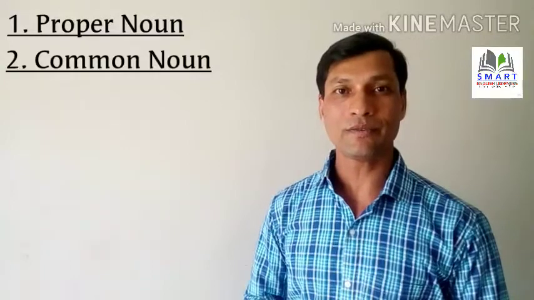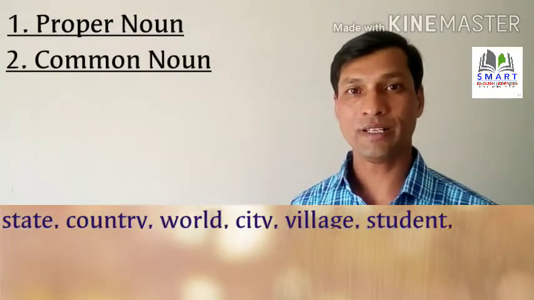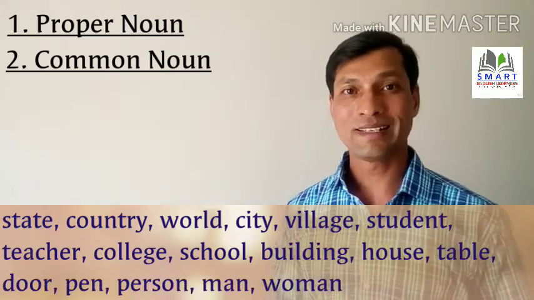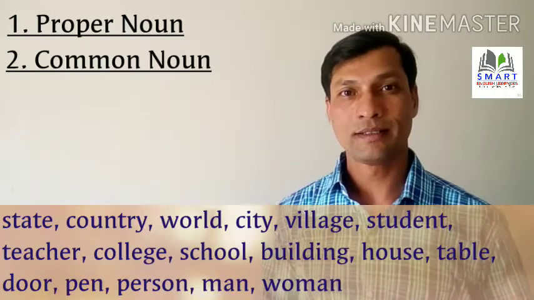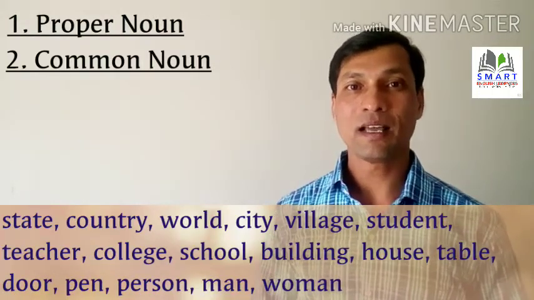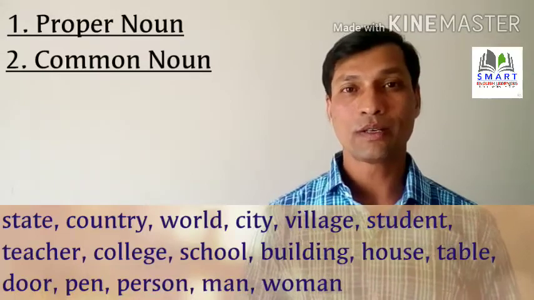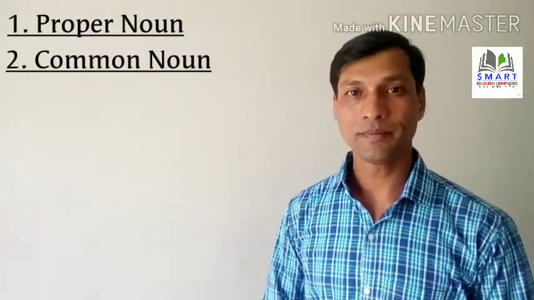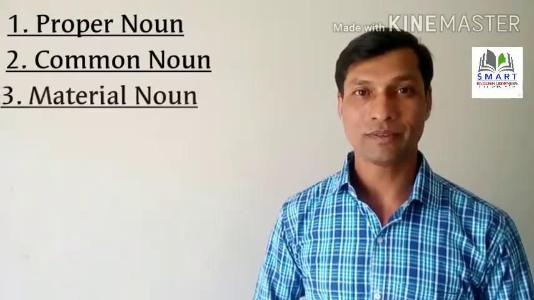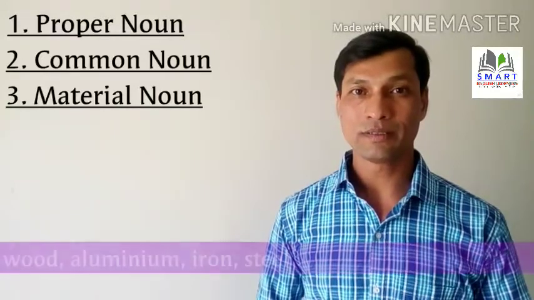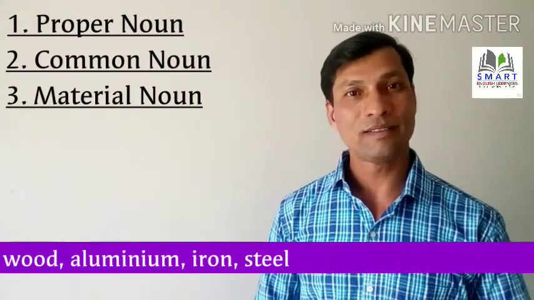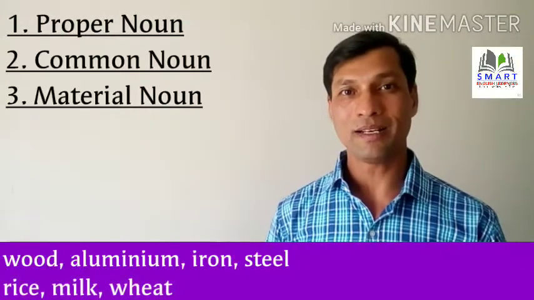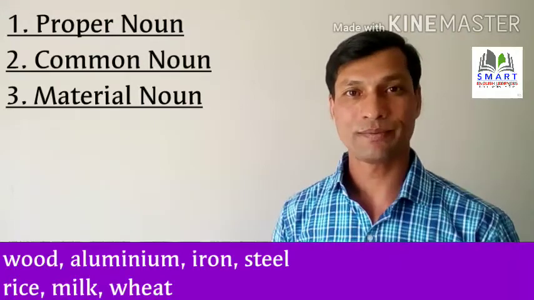Other examples of common nouns are state, country, world, city, village, student, teacher, college, school, building, house, table, door, pen, person, man, woman, etc. Another type of noun is material noun. Material like wood, aluminum, iron, steel, these are all material nouns. Even the food we eat like rice, milk, wheat, these are also material nouns.